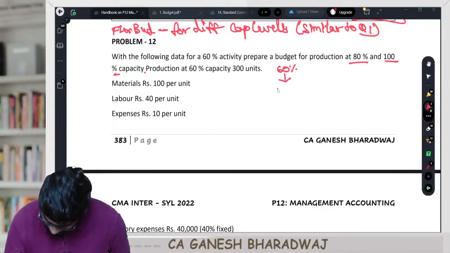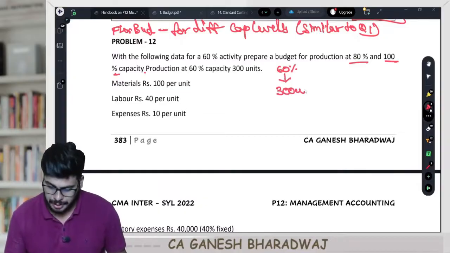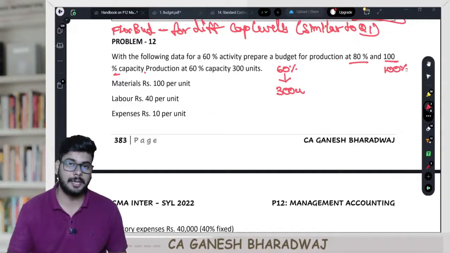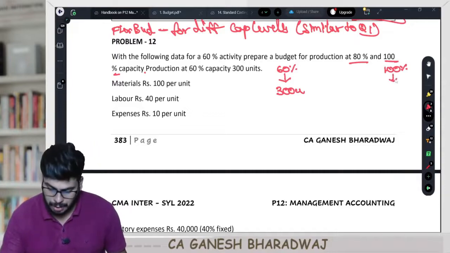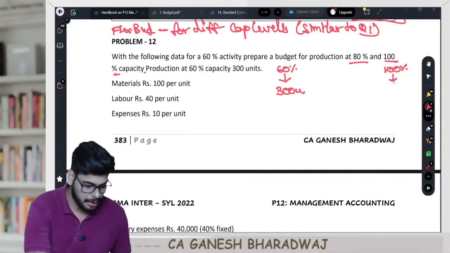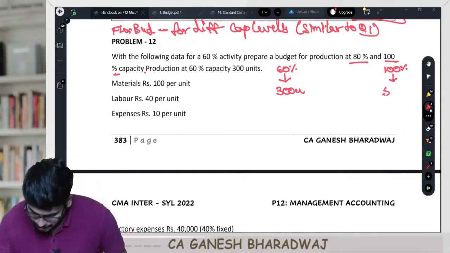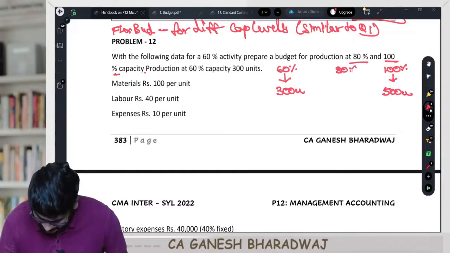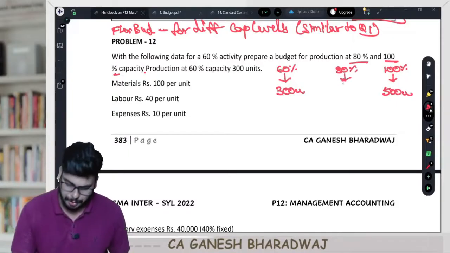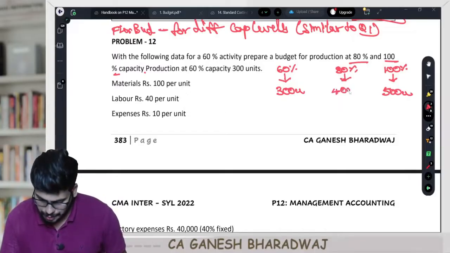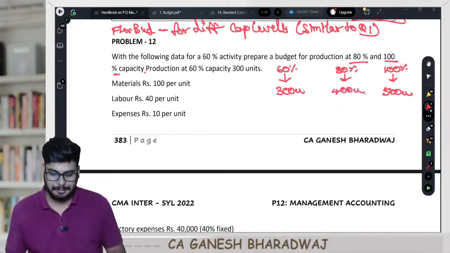At 60% capacity, they are able to produce 300 units, which means if the company is operating at 100% capacity, what will be the total number of units the company can produce? 300 upon 60 into 100. How much is that? That's going to be 500 units. Clear with this, guys? And if the company is operating at 80% capacity, how many units can they produce? It's going to be 80% of 500. That's going to be 400 units. Clear with this, guys?